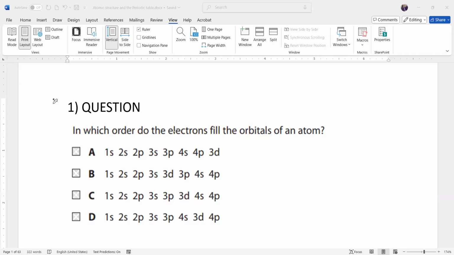The question is, in which order do the electrons fill the orbitals of an atom? So the first electron will go to 1s, then it will go to 2s, then 2p, 3s, 3p, then it will go to 4s, and from 4s it should go to 3d. This cannot be an answer.